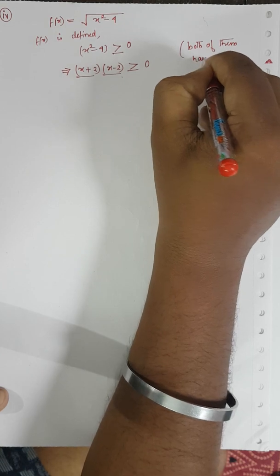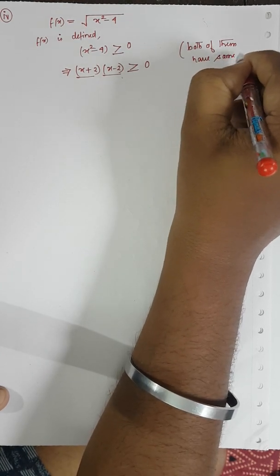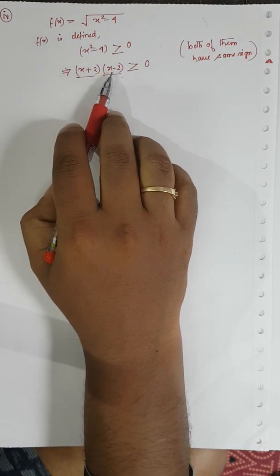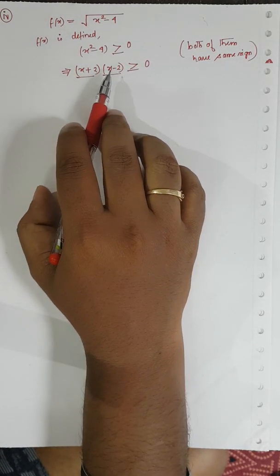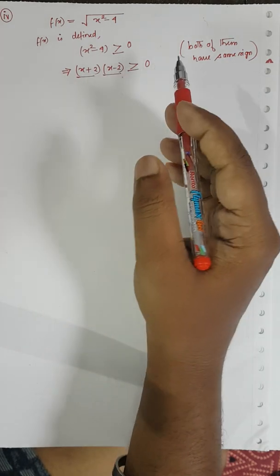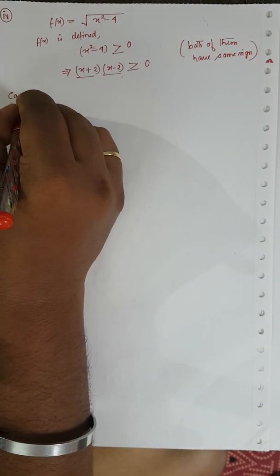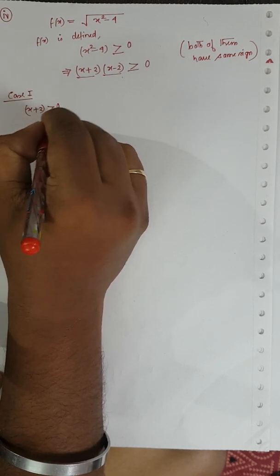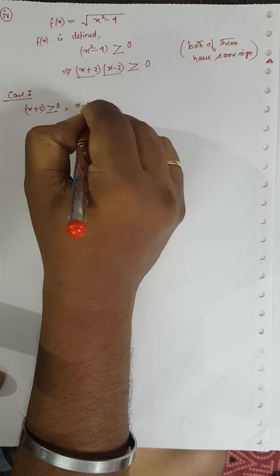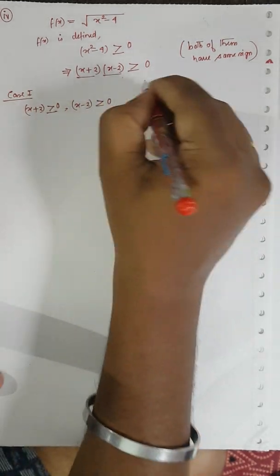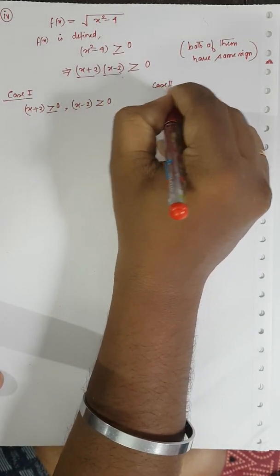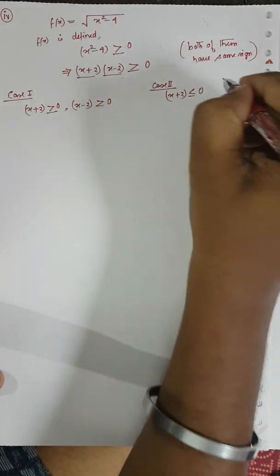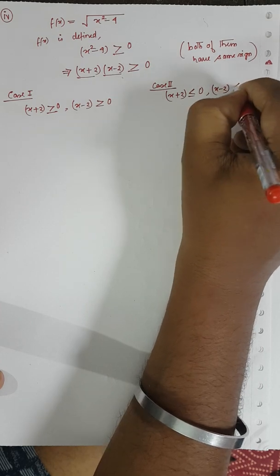have the same sign. Either x plus 2 and x minus 2 both are positive, or x minus 2 and x plus 2 both are negative. So your case 1 will be x plus 2 greater than or equal to 0, x minus 2 greater than or equal to 0, and case 2 will be x plus 2 less than or equal to 0 and x minus 2 less than or equal to 0.